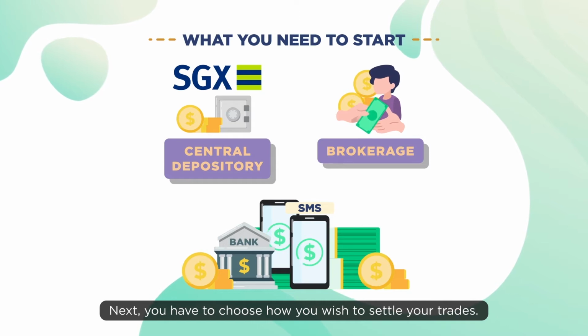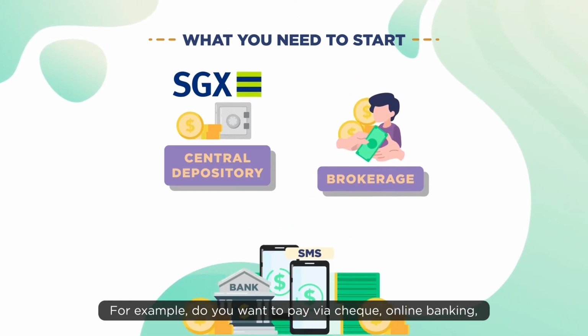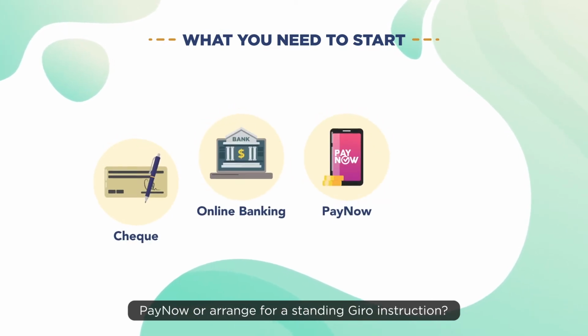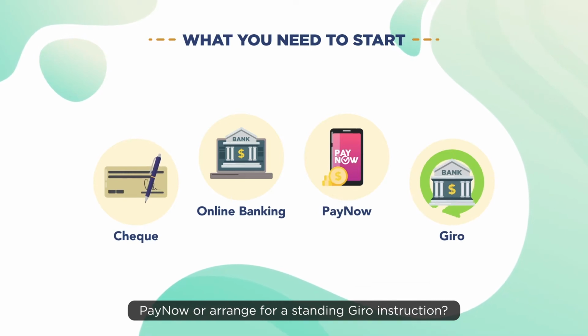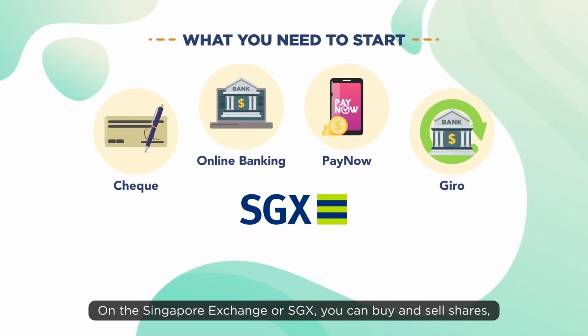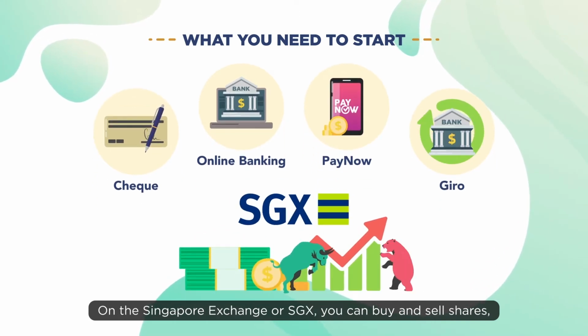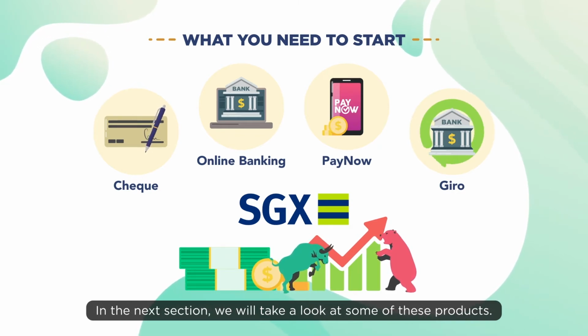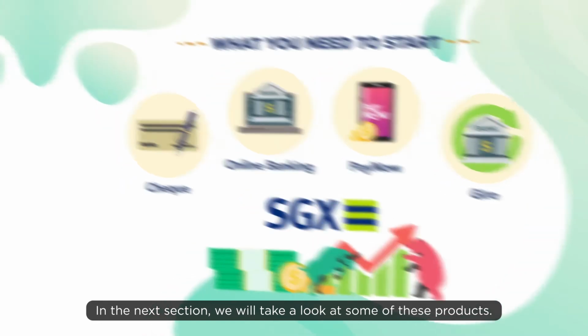Next, you have to choose how you wish to settle your trades. For example, do you want to pay via check, online banking, PayNow, or arrange for a standing GIRO instruction? Once these formalities are completed, you are ready to start. On the Singapore Exchange or SGX, you can buy and sell shares, bonds, and other products like exchange-traded funds. In the next section, we will take a look at some of these products.